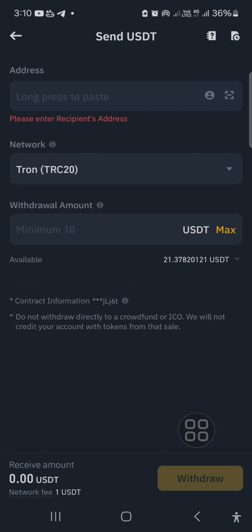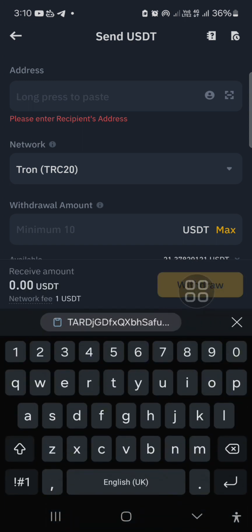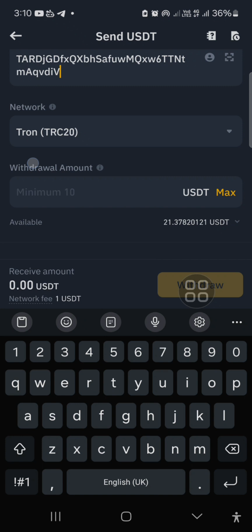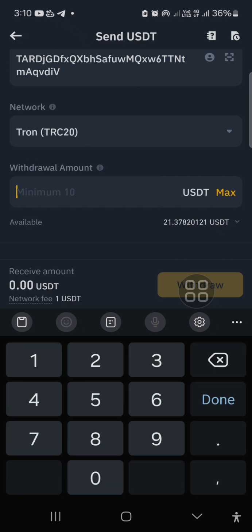All right, so it is asking me for that address that I have selected the network, which is Tron, right? Then it is asking me for that address that I copied from Gate Exchange. It is asking me to paste it here on Binance. All right, so I've clicked on it. It's going to now ask me how much I want to withdraw.